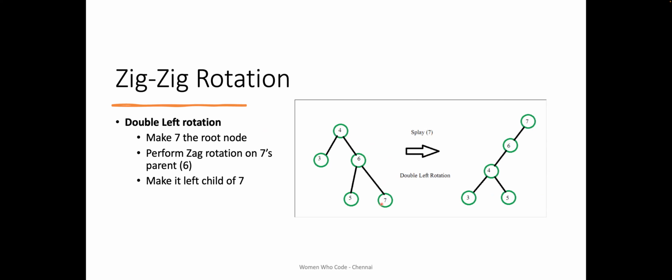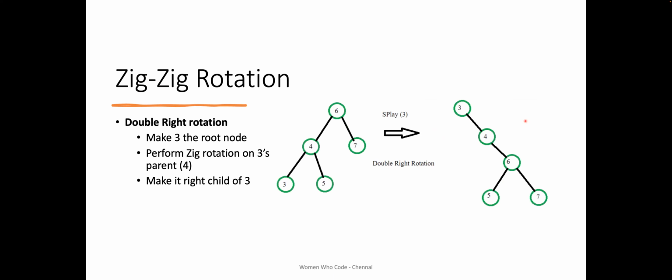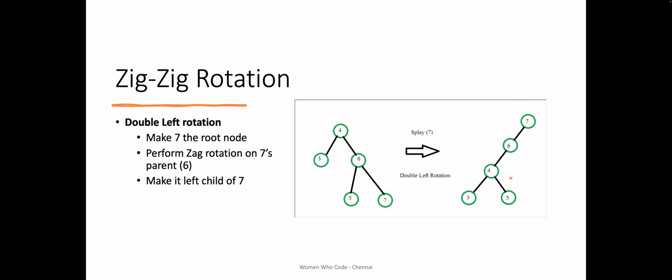I'm going to display 7. 7 is going to be your parent. Okay, 7 is going to be your root node. Now you'll push this entire set down. What will happen to 5? 5 will obviously go and tap to your 4 as the child. Okay, and it's just the opposite of this. This is zig, this is zag.